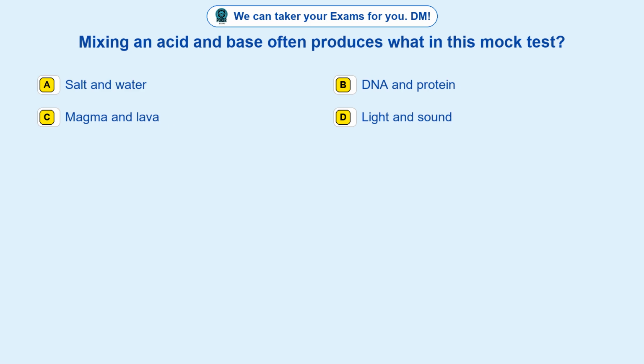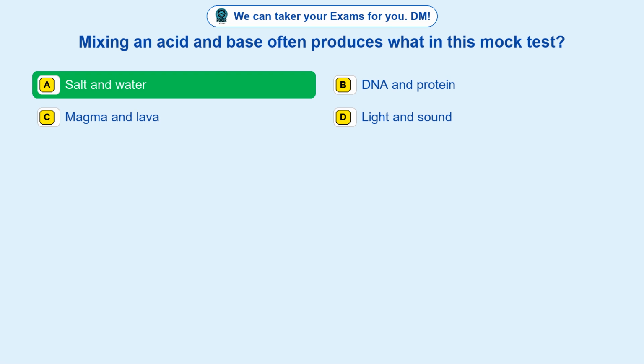Question 38. Mixing an acid and base often produces what in this mock test? Option A, salt and water. Option B, DNA and protein. Option C, magma and lava. Option D, light and sound. The correct answer is option A, salt and water.